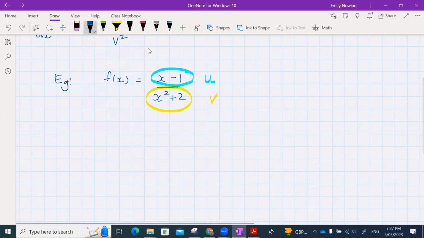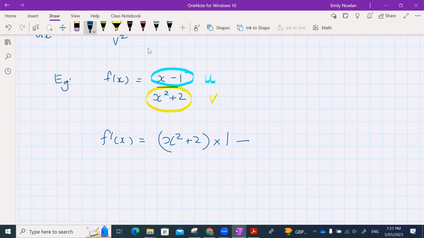So let's go ahead and do this one. Let's follow the rules. The derivative is equal to the v, so that's x squared plus 2, stick it in brackets, times the derivative of u. What's the derivative of x minus 1? Just 1, minus the u, which is x minus 1, times the derivative of v. And the derivative of x squared plus 2 is just 2x.